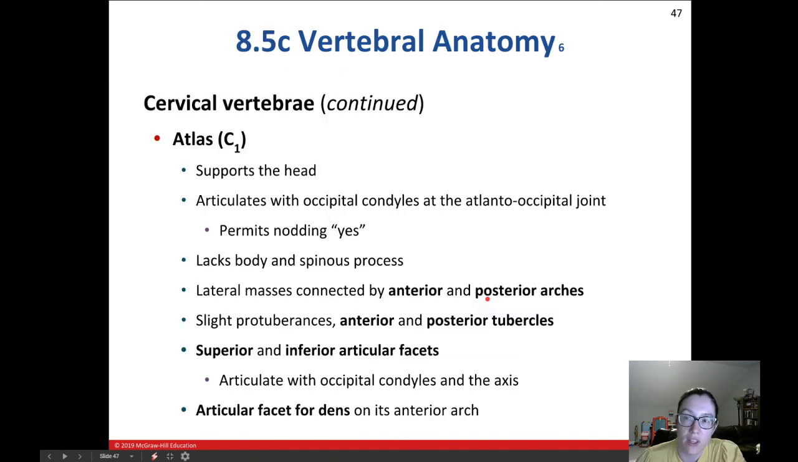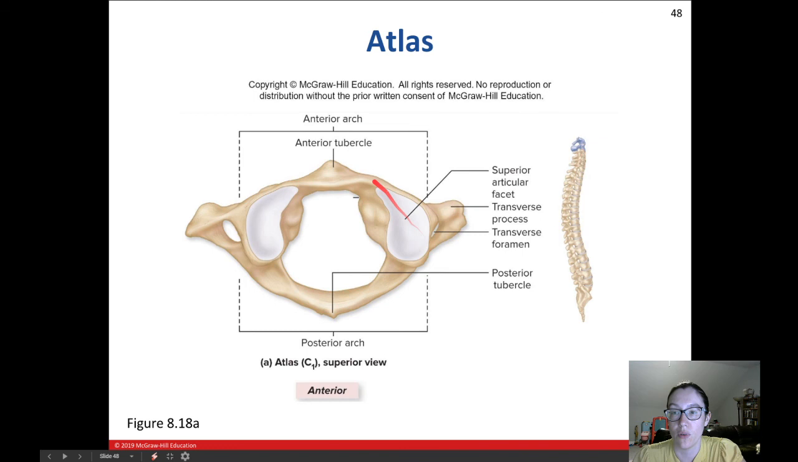The first 2 of these are going to be special. So Atlas is C1. This supports the head. So Atlas holds up the world, right? And it articulates with those occipital condyles you had to memorize from the occipital bone. And on top, it's also going to articulate with C2, which has a dens. So it has an articular facet for the dens on the interior arch. So it looks to me like, if you've ever seen a skeleton of a whale, like a big whale mouth.